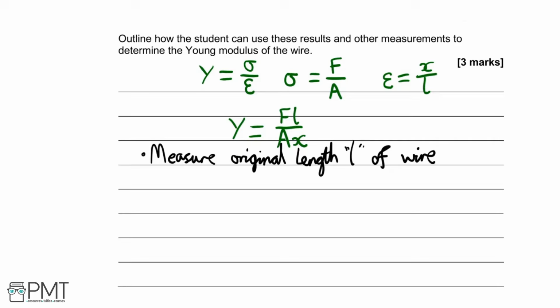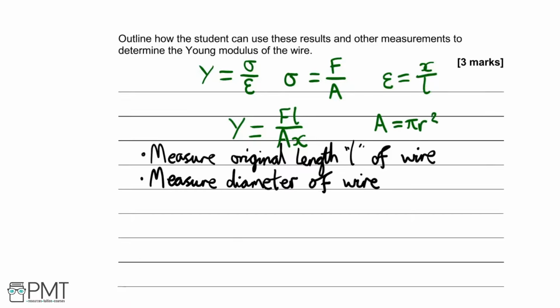What you'd also want to say is that you want to measure the diameter of the wire, and we'll talk about that in a second. Now, because this wire has a circular cross-section, we can not only say that the area is equal to pi r squared, but it's also equal to pi times half the diameter squared. So we can substitute that into the equation as well.